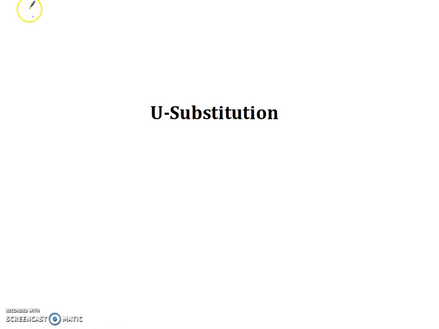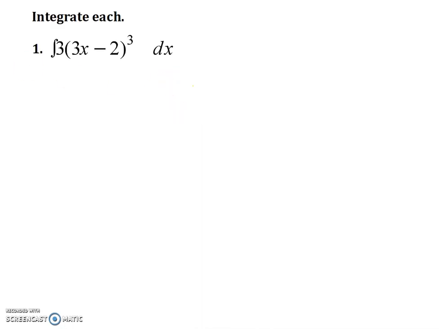We are going to evaluate integrals today using U substitution. So if you look at this first example, remember this integral symbol means antiderivative. We have 3 times (3x minus 2) to the third. What you want to do first, I'm going to make a list of steps here.